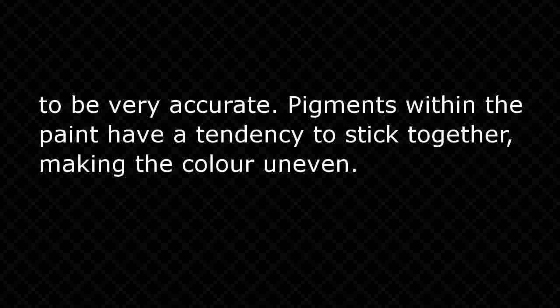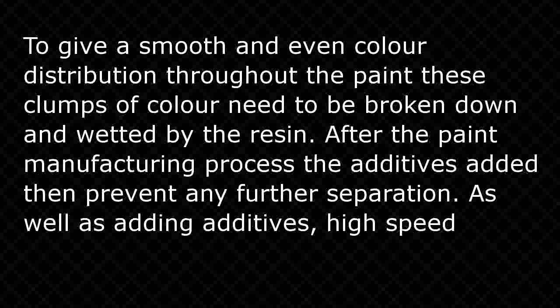Pigments within the paint have a tendency to stick together, making the color uneven. To give a smooth and even color distribution throughout the paint, these clumps of color need to be broken down and wetted by the resin. After the paint manufacturing process, the additives added then prevent any further separation. As well as adding additives, high-speed mixers are used to ensure complete mixing of the paint.